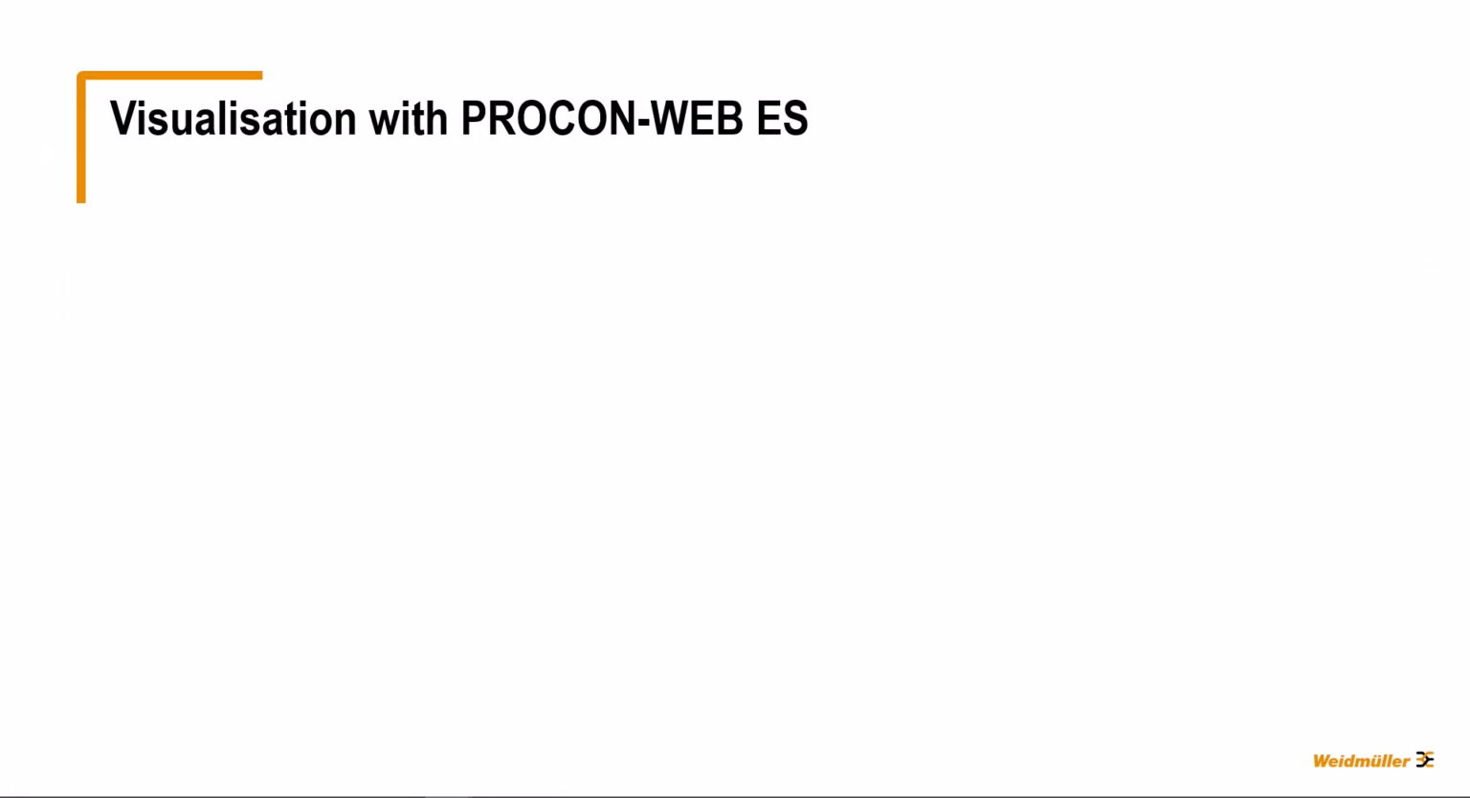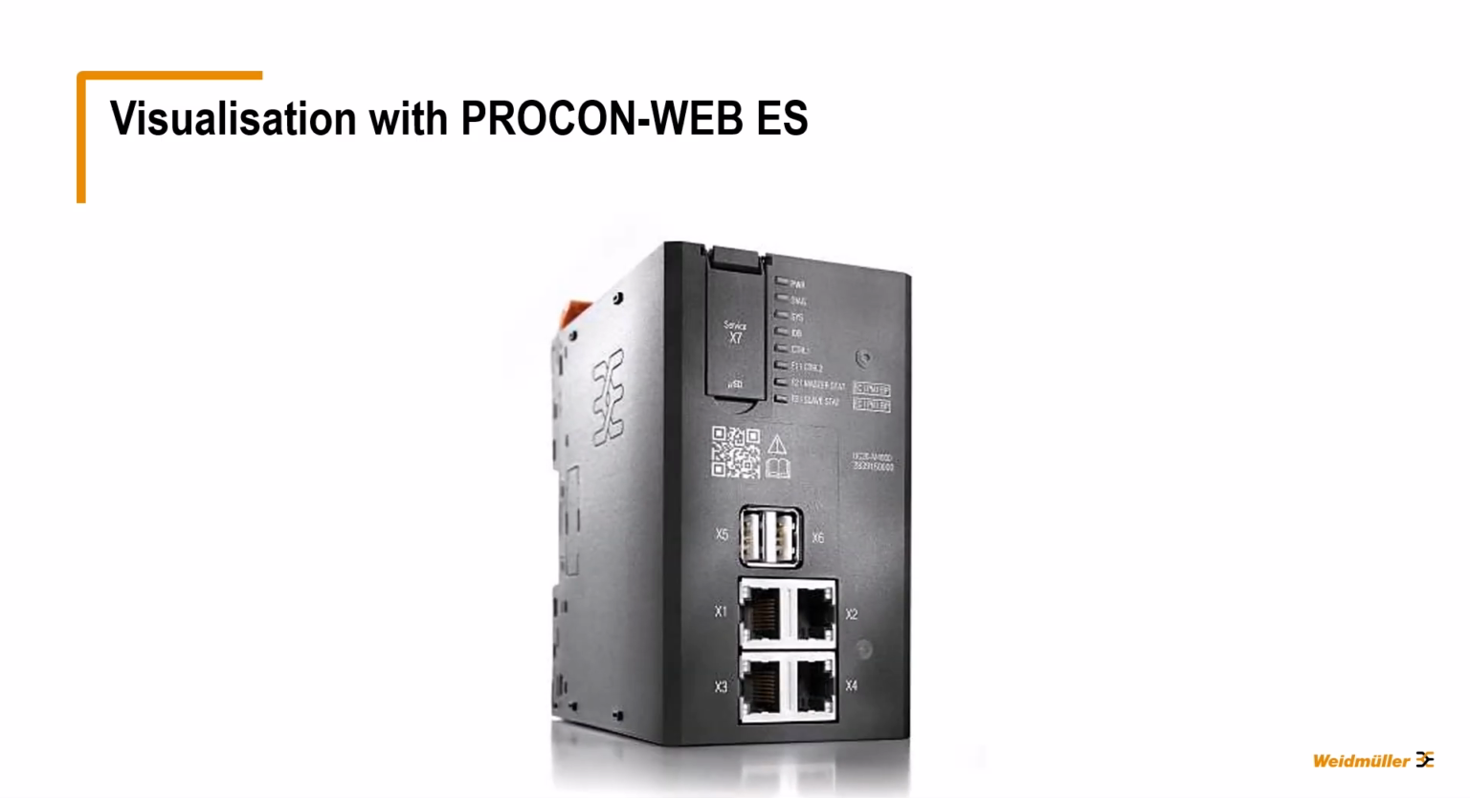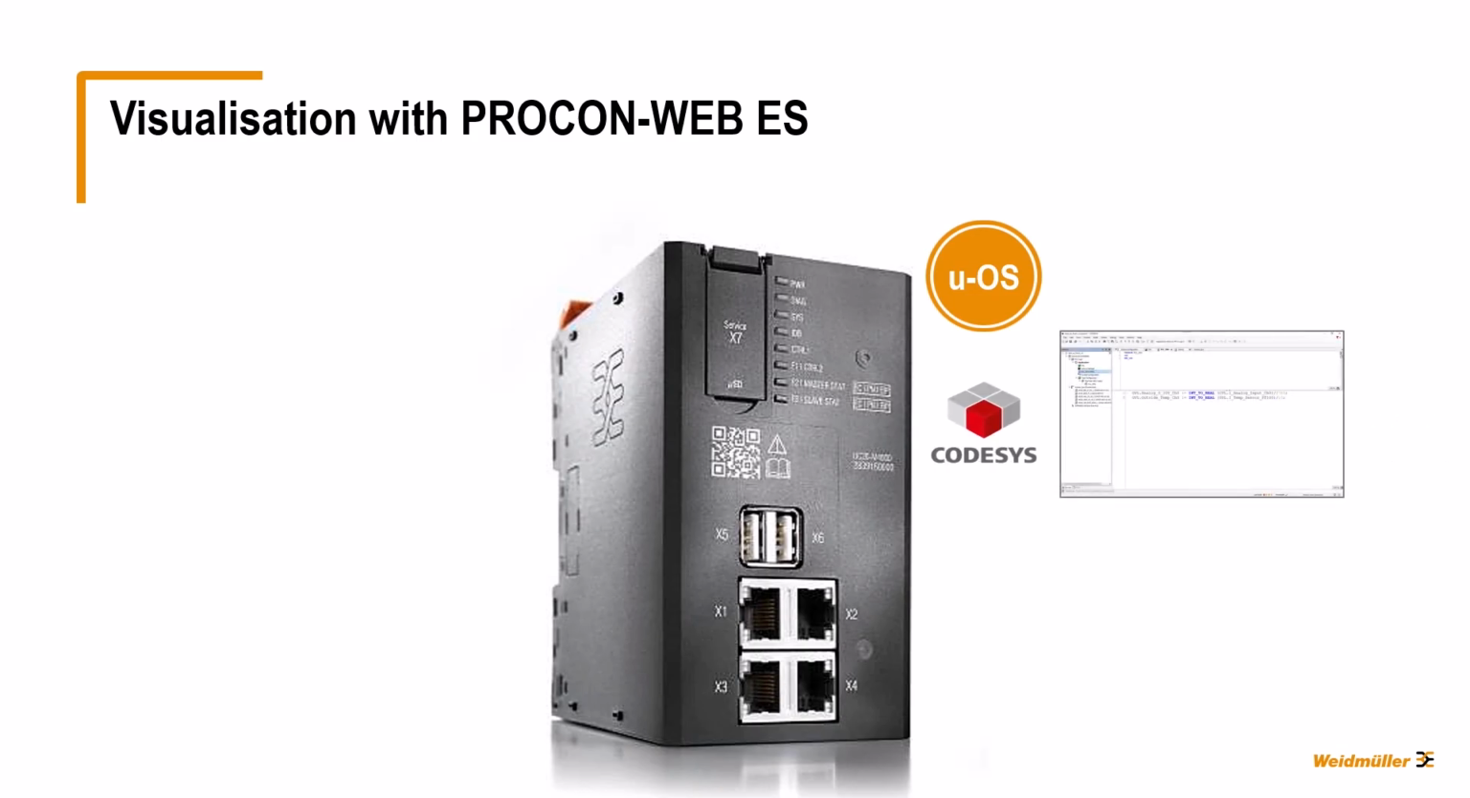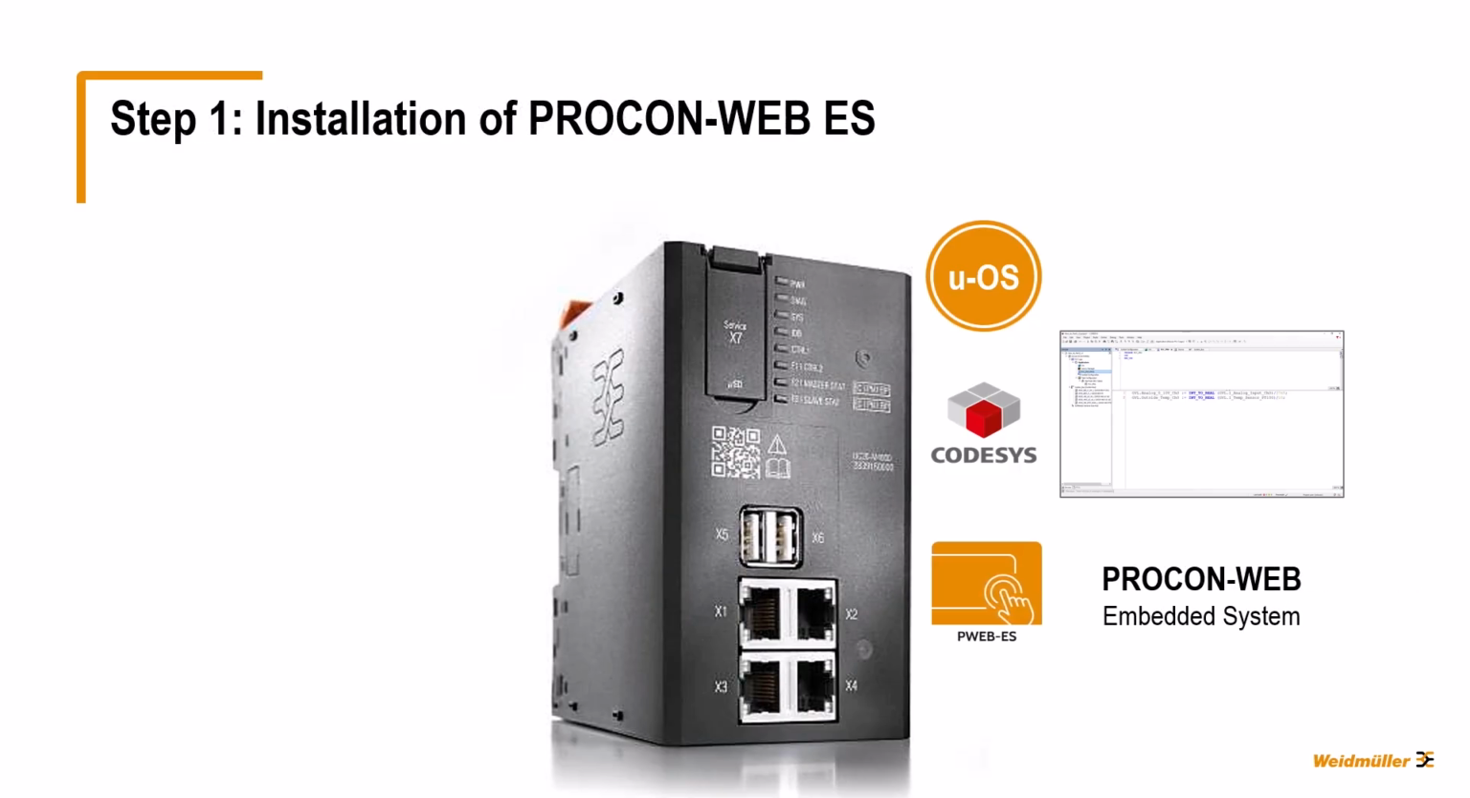In the following, I will show you step by step how to display these values in a visualization. Firstly, we need the controller, in our example a new control M4000, on which the UOS operating system is installed. We have already installed the CODESYS runtime as an app and created a small PLC program. For visualization purposes, we will now install the runtime version of PROCON-WEB Embedded System on the controller.